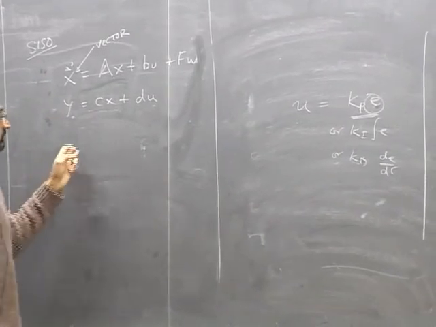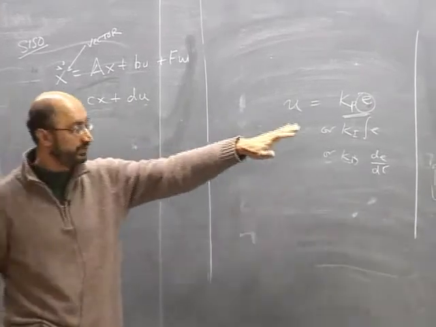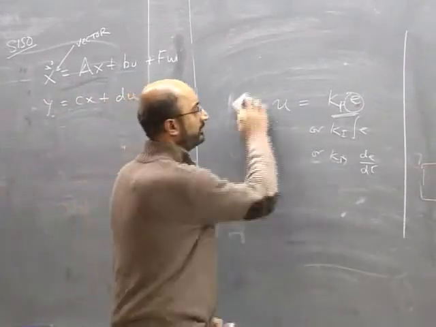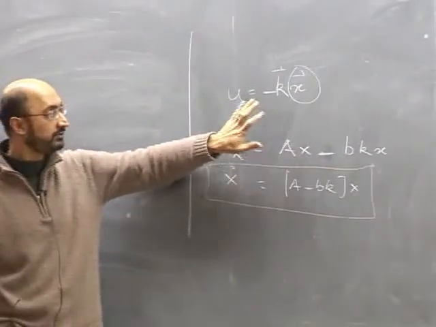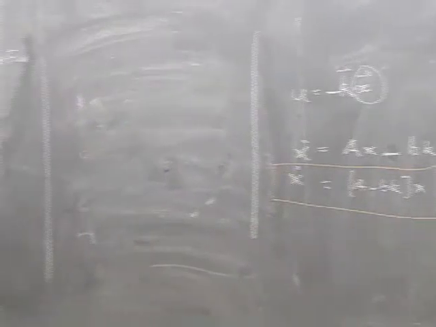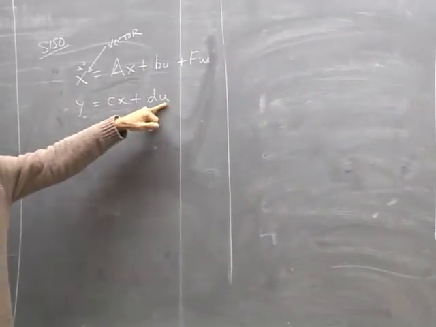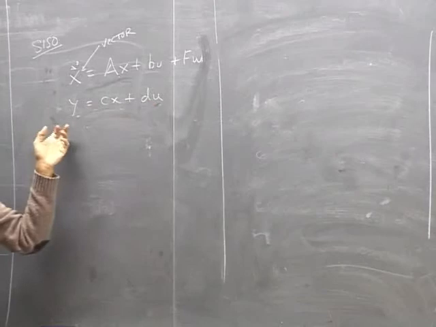What we do is we choose the u over here. Let me erase this because it's not relevant anymore. We're going to choose this u to be minus kx. When we do this, y is going to be what? It's going to be d times minus kx, right? So y is being controlled by this, of course.